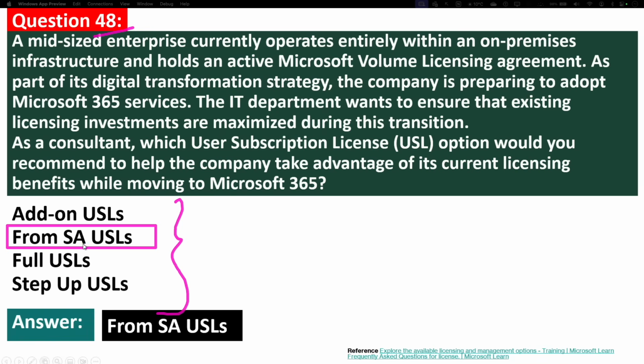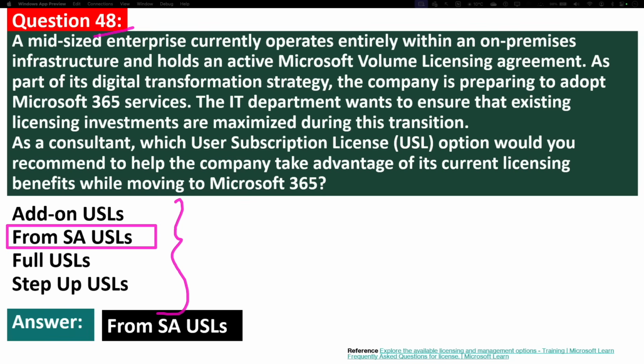SA is a short form of Software Assurance. USL is a short form of User Subscription License. These are licenses offered by Microsoft under its volume licensing programs, specifically for cloud services like Microsoft 365, Office 365, and Enterprise Mobility plus Security, which is known as EMS. They are designed for organizations that already have on-premises licenses with software assurance and want to extend their rights to cloud services without buying full new licenses.